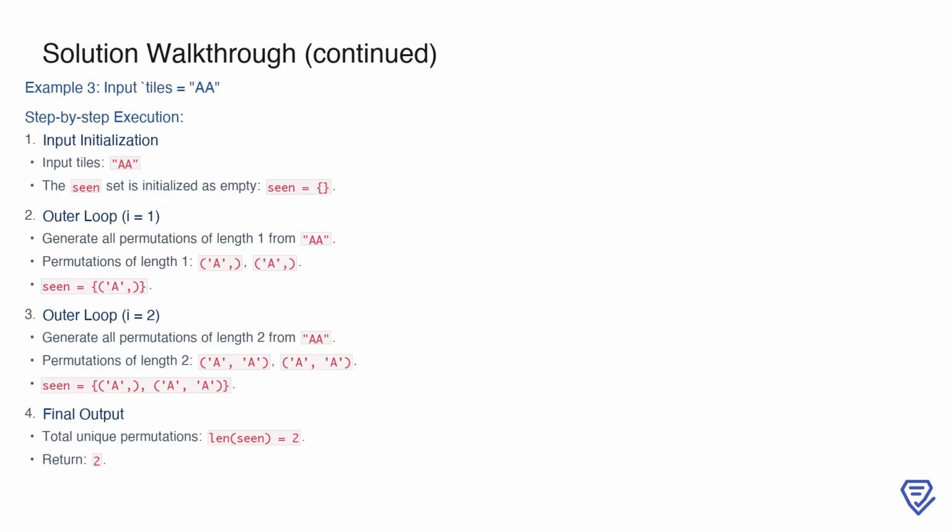Lastly, let's consider the input tiles equals AA. As before, the scene set is initialized as empty. For permutations of length 1, we generate a twice due to the duplicate letters, but only one instance is added to scene, resulting in a. For permutations of length 2, we generate a a twice, but again, only one instance is added to the set. At this point, scene contains a and a a. Since there are no additional lengths to consider, the total number of unique permutations is 2. This value is returned as the final output.